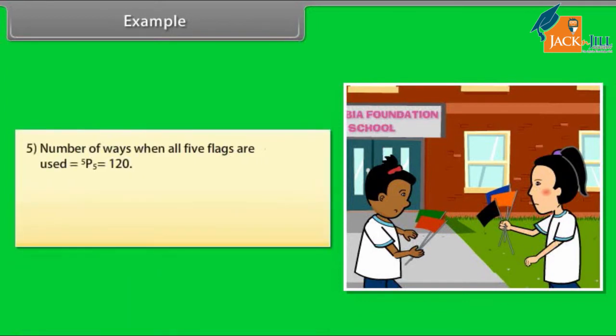5. Number of ways when all 5 flags are used is equal to 5P5, which is 120. The total number of signals is equal to 5 plus 20 plus 60 plus 120 plus 120 is equal to 325.